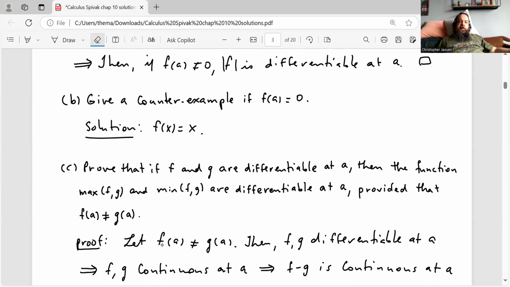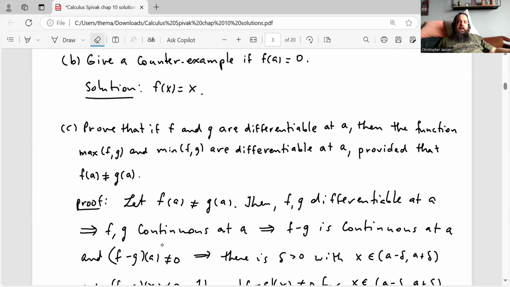And then Spivak asks us to give a counterexample if f of a is equal to zero, and f of x equals x is an obvious counterexample. That's because we should know by now that absolute value x is not continuous. Sorry, is not differentiable at zero.